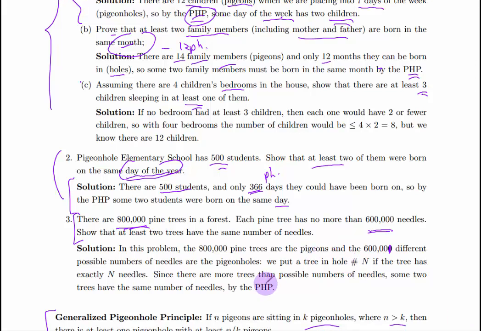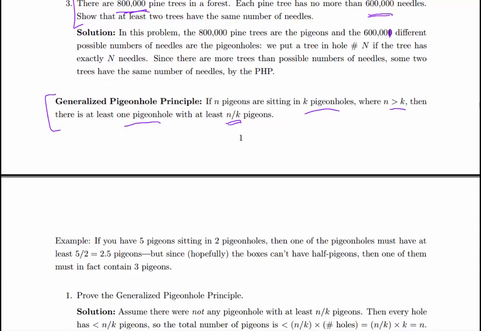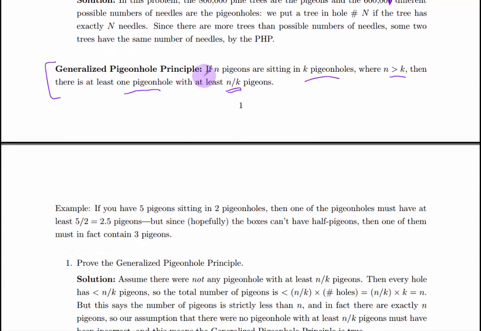Okay, so let's move on to part 2 of this video. I already talked about the generalized pigeonhole principle. If n pigeons are sitting in k pigeonholes where n is greater than k, then there must be at least one pigeonhole with at least n over k pigeons.